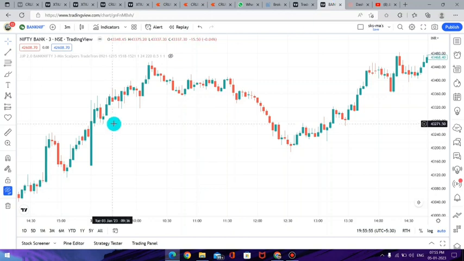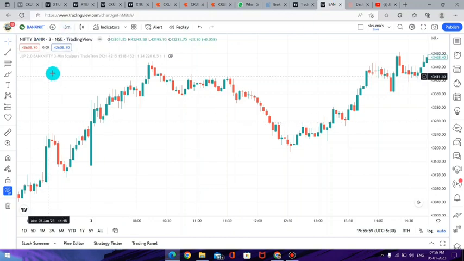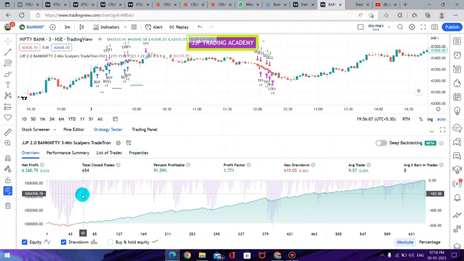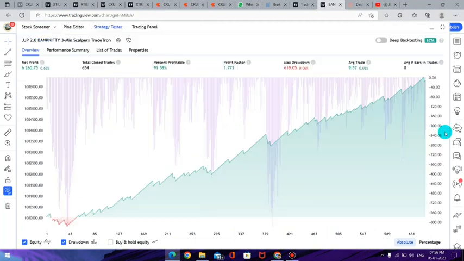First of all, I have opened the Bank Nifty index chart with the 3 minutes time frame, and I have included our new updated version 2.0. Now I have included our strategy. You can see we are offering this strategy for the premium version only. I am using the premium version of TradingView, so we are getting a backtest for almost the past 1 year.